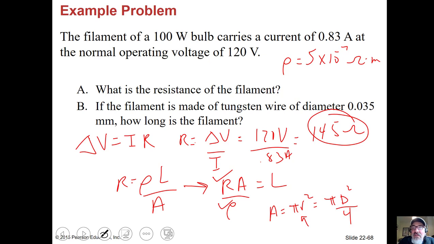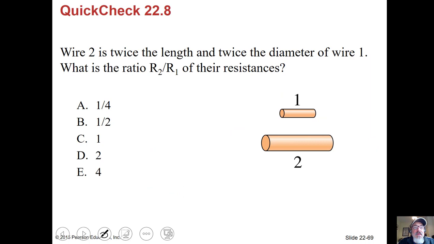Just be careful, the diameter has to be 0.035 times 10 to the minus third in meters. Okay, and then you have everything. Then it's just a matter of putting the numbers together. Very good, so this will come out in meters. Okay, let's look at the next slide.